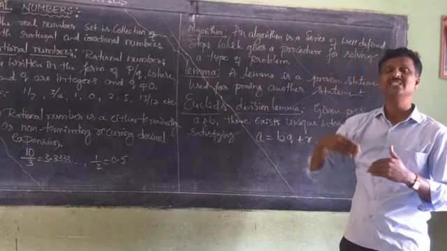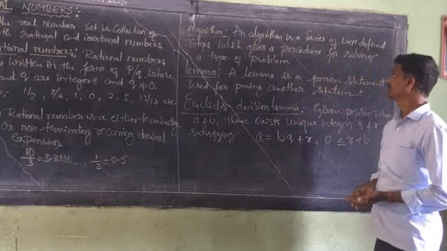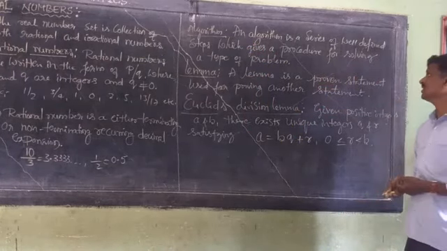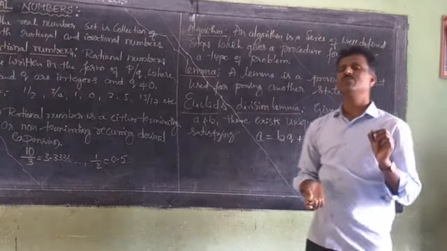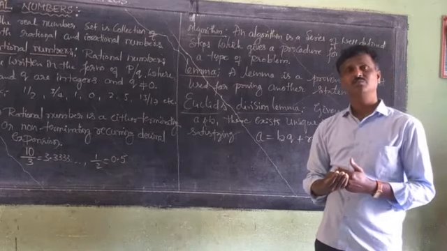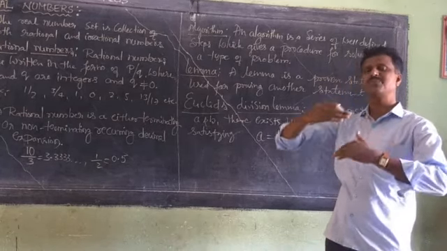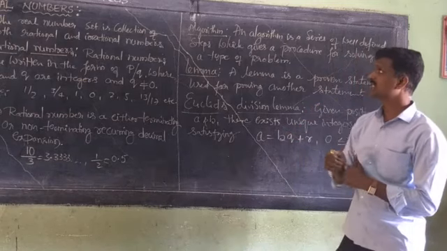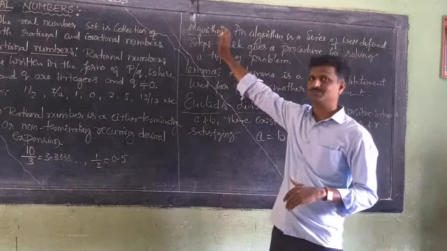An algorithm is a series of well-defined steps which gives a procedure for solving a type of problem. We have to solve some types of problems. We can follow some steps and procedures to solve the problem. That concept is known as algorithm.